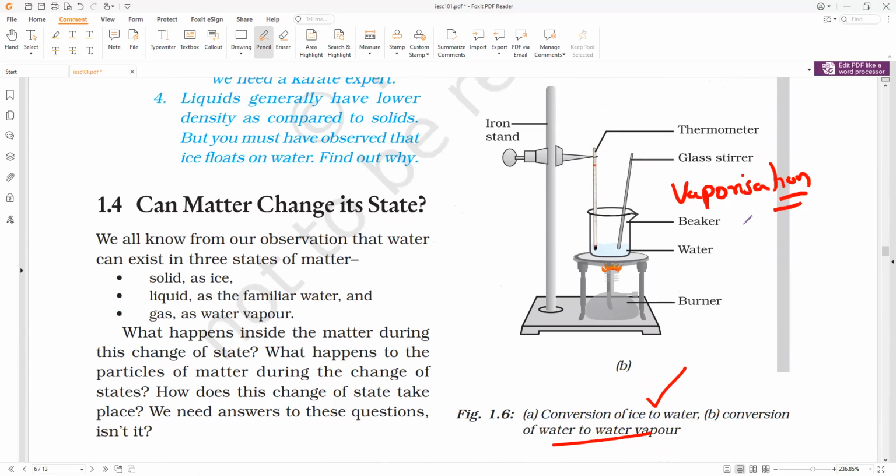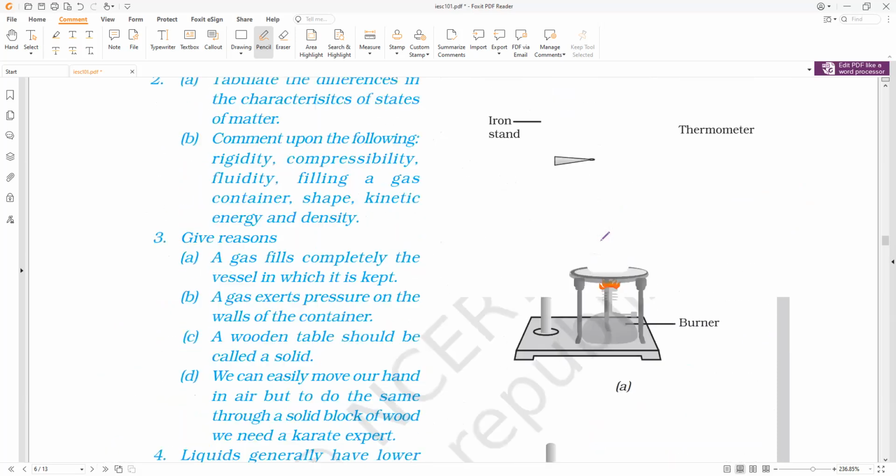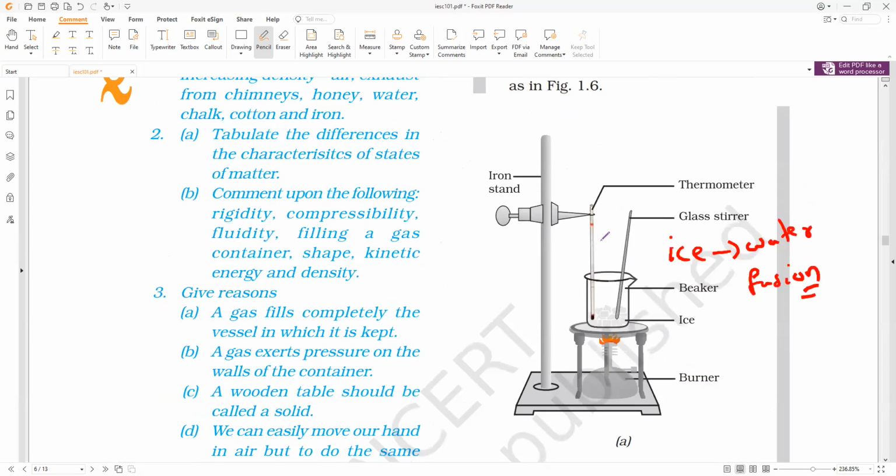Once the temperature reaches here, what is the temperature? The red mark equals how many degrees Celsius? 100 degrees Celsius. And for converting ice to water, what is the temperature here? 0 degrees. That is what you have to remember. These are the temperatures you have to remember.